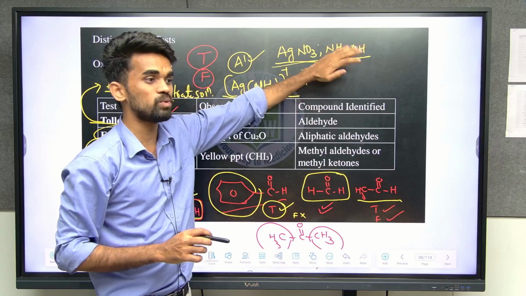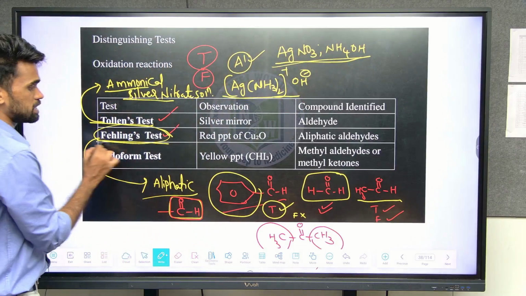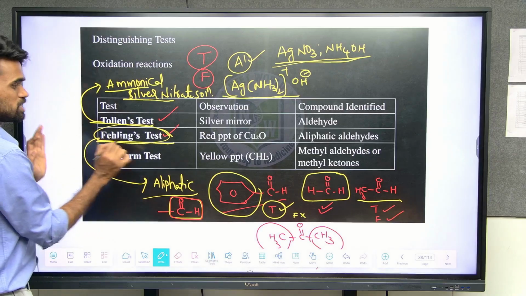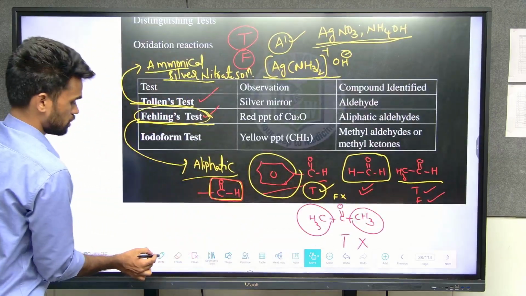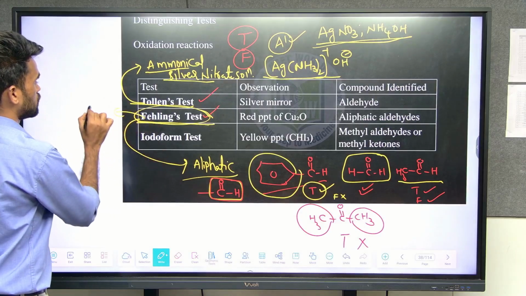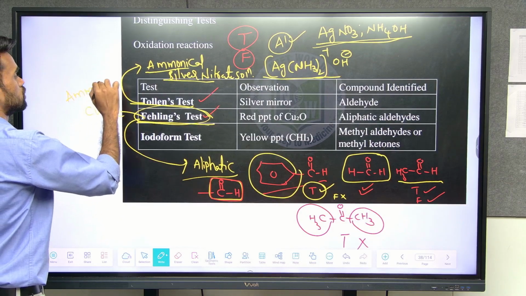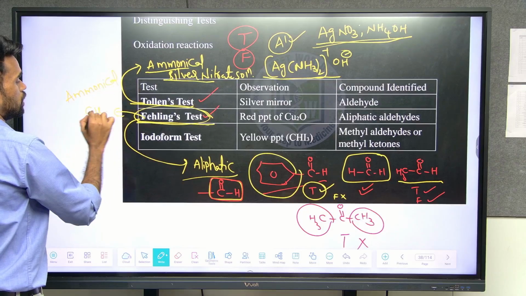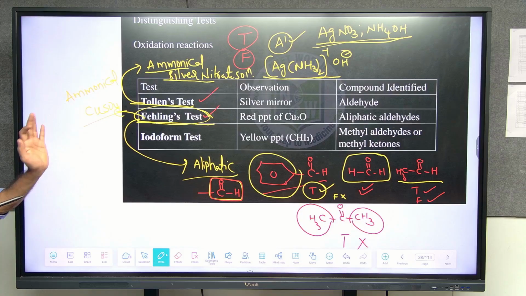All of them indicates what? Tollens reagent. Okay. Fehling's test, they just mention Fehling's test, that is nothing but cuprous ammoniacal cuprous sulfate. What is it? Copper sulfate, like CuSO4 you can write.